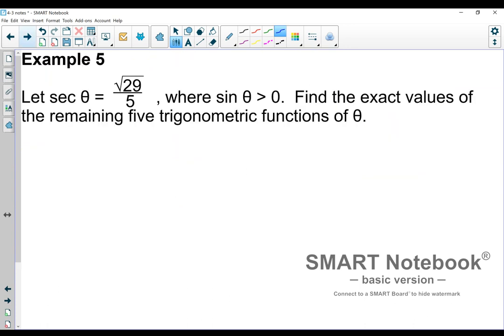And now onto our last example. So this one, we're given one trig function, and now we want to find all of the others. So we're given the secant. So let's think about how secant is related to cosine, because we have that s goes with c thing. And our cosine is our x over r. So that means that this is going to be r and this is going to be x.